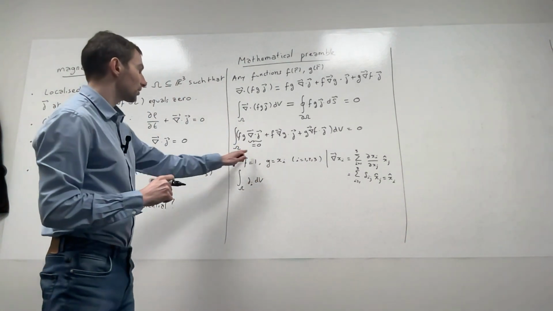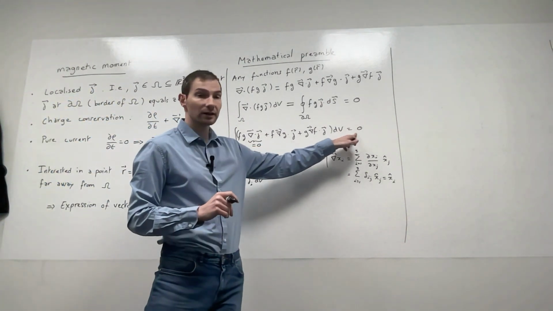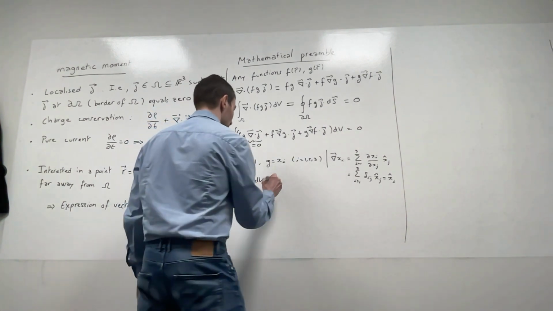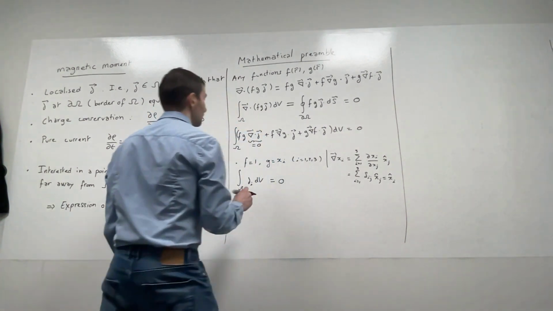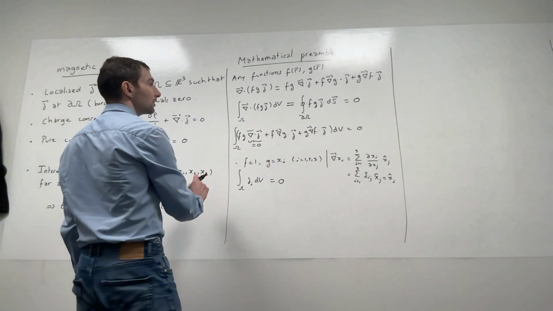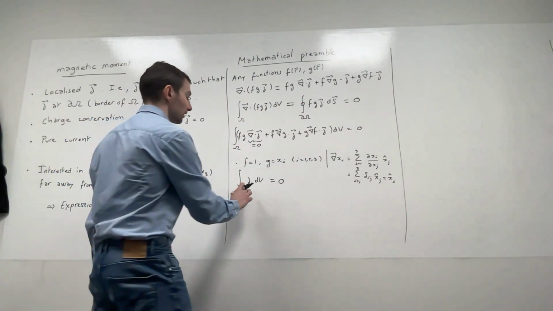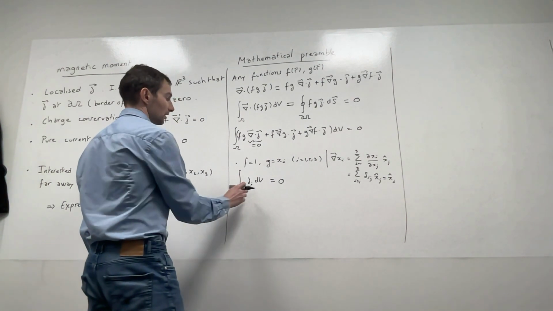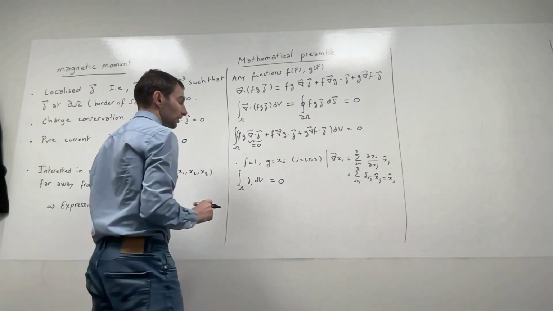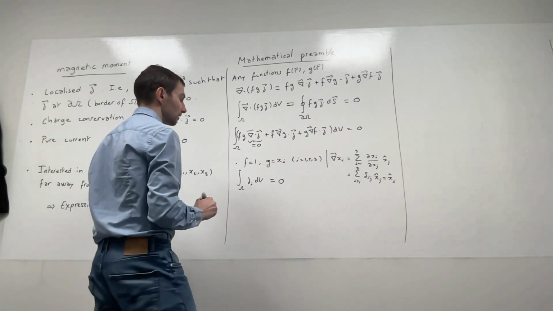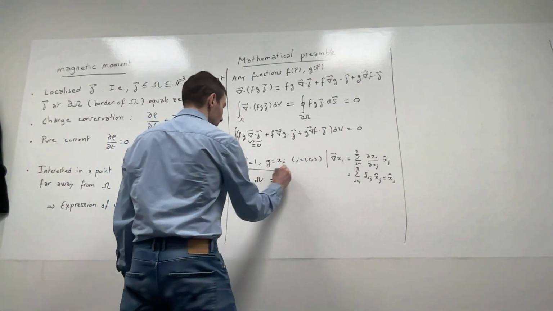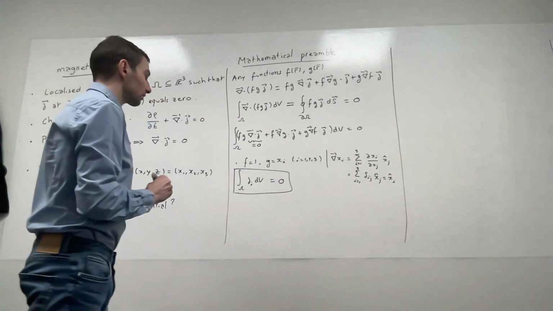And because this is basically this expression here, this is equal to 0. So if the divergence of j is 0 and j is 0 at the border of omega, then the integral of ji is equal to 0 as well. So that's a first result that we can put here.